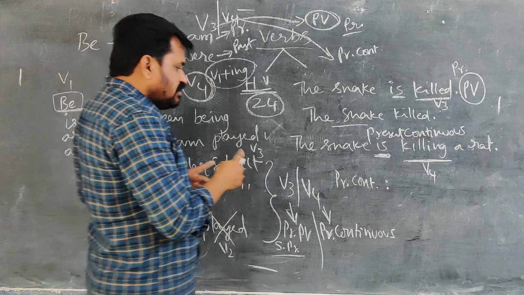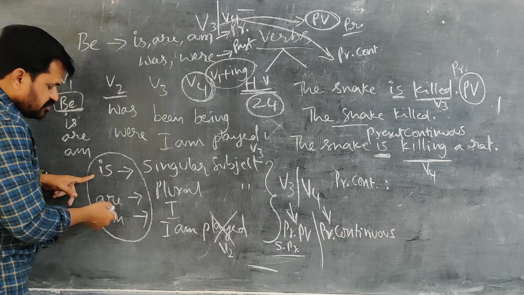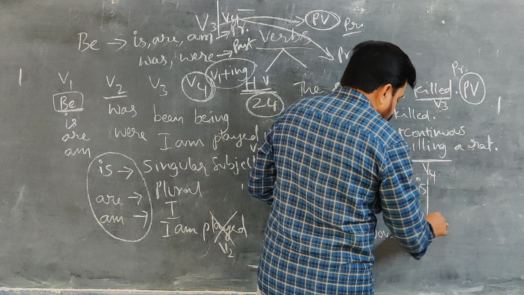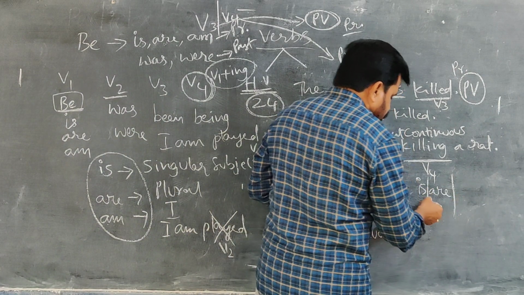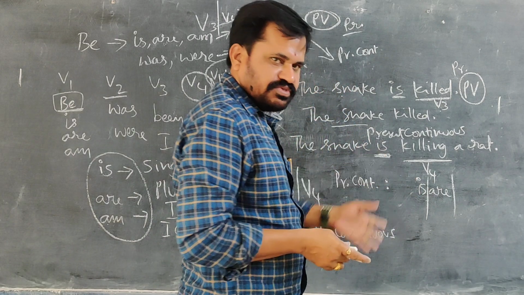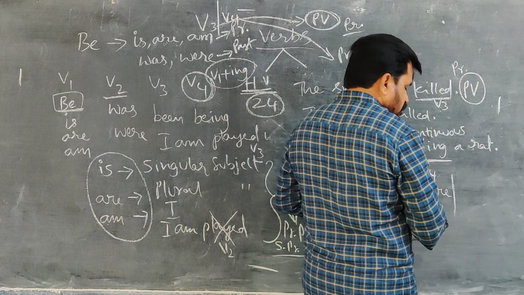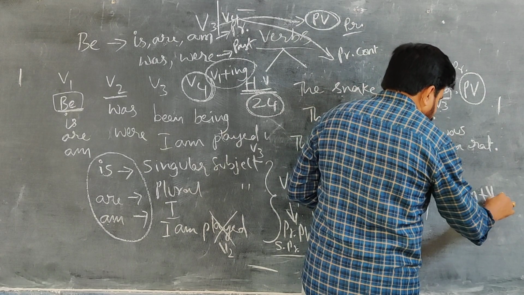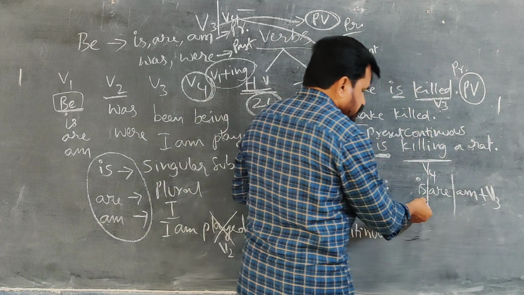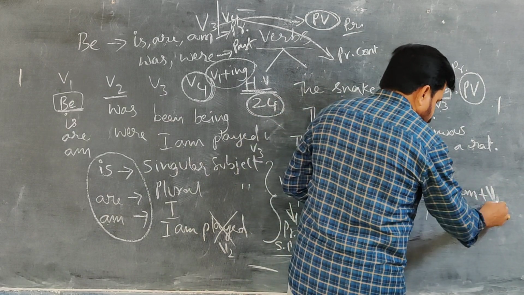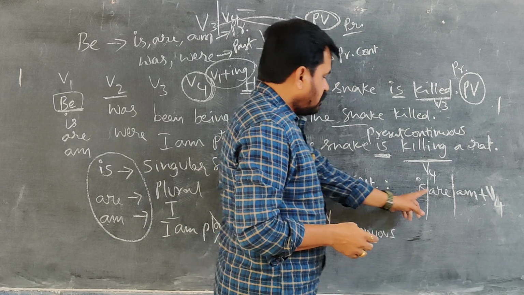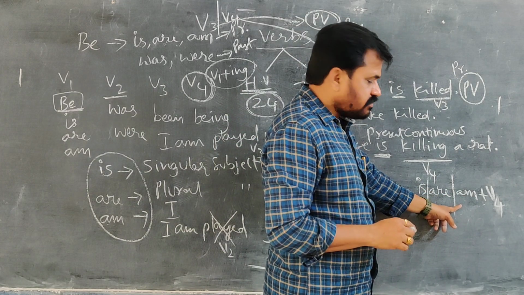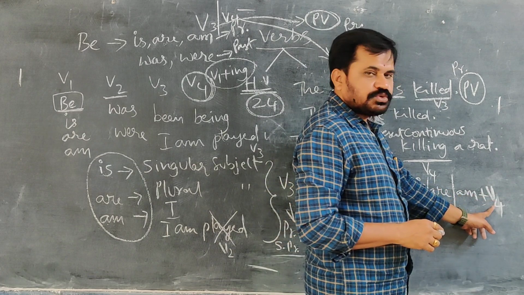Present continuous means in present tense, is comes, are comes, am comes. So here I am writing is, are, am plus V4. Sorry, I said V4 but wrote V3. These helping words show present tense, and V4 shows continuous.